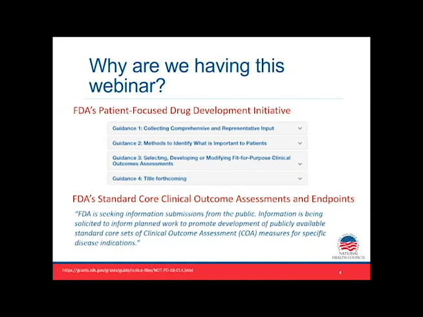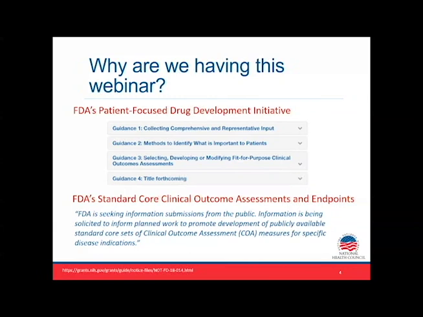And so more recently, we've also had the FDA look toward getting input from the public on what a standard core clinical outcome assessment set should look like, and is that something that they should be working toward, and a series of questions that they asked the public to comment on along these lines. So definitely something that's front of mind for FDA. It's definitely a very big component of patient-focused drug development and patient-focused medical product development.